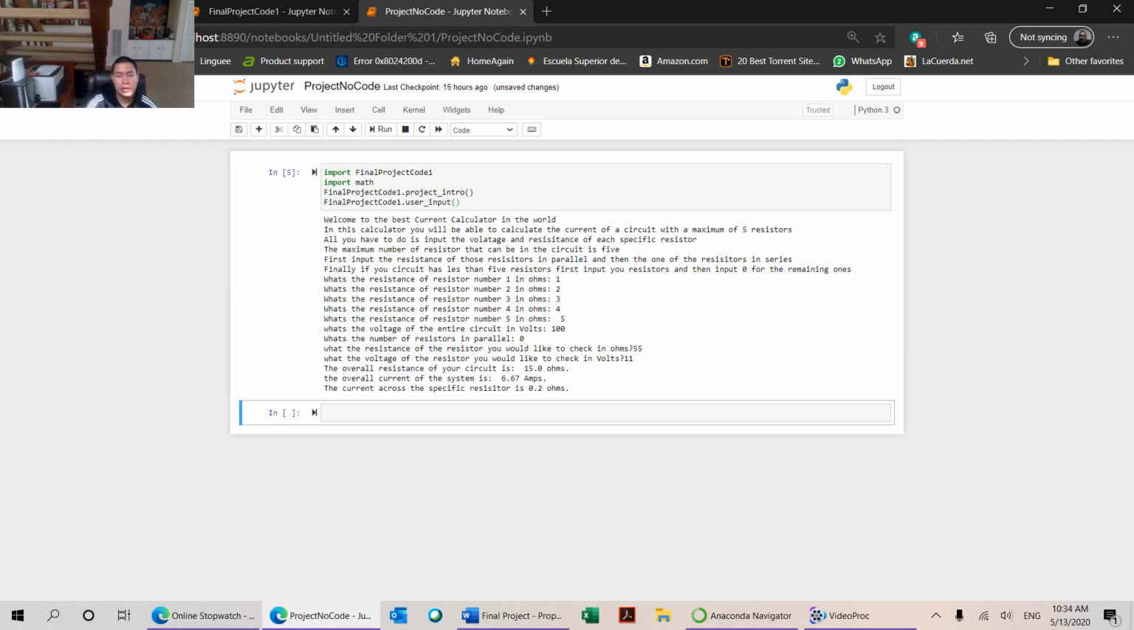Okay, so the overall resistance is gonna be 15, because I'm not using any of the complicated resistance calculations, so you're just adding them all up. 1 plus 2 plus 3 plus 4 plus 5 is gonna be 15. And then from here the current is gonna be 6.67 amps, and the current across the specific resistor is gonna be 0.2 because of what I input at the end. 11 divided by 55 is gonna be 0.2, which is the fifth part, so 1/5, 0.2.